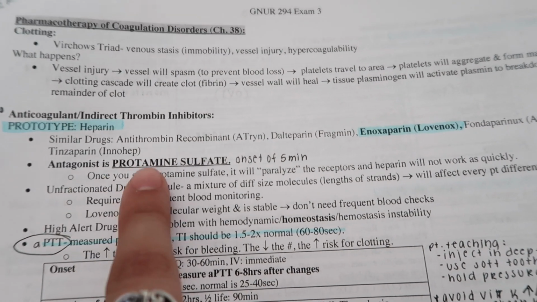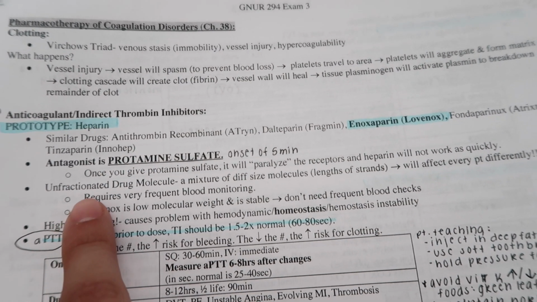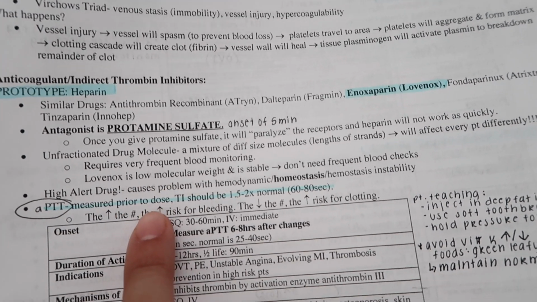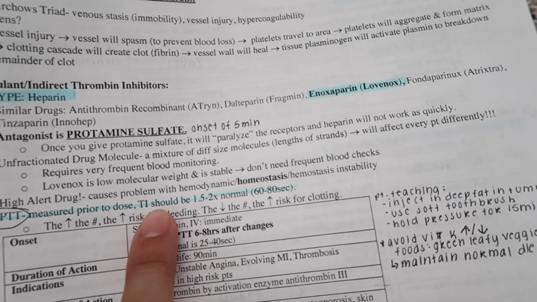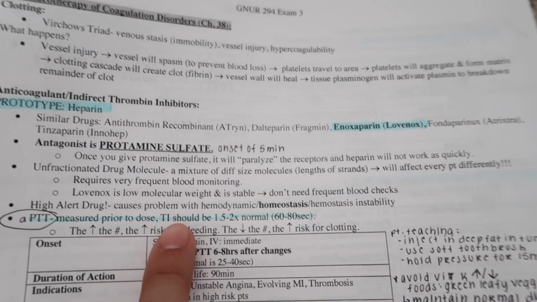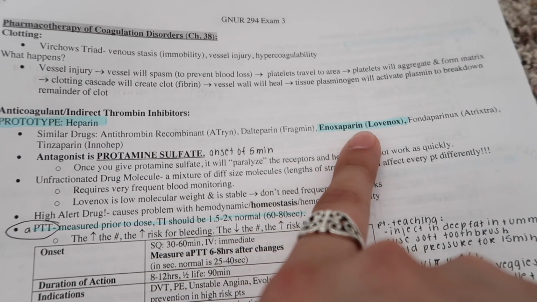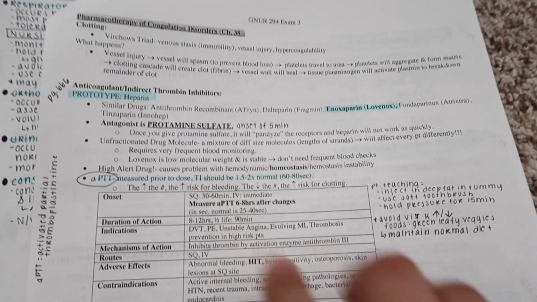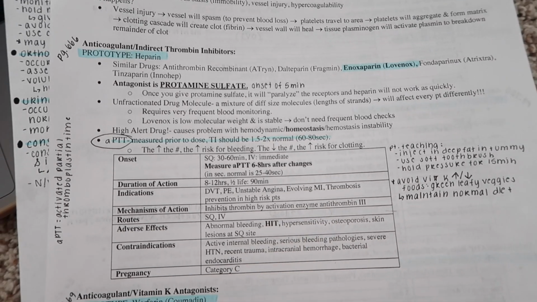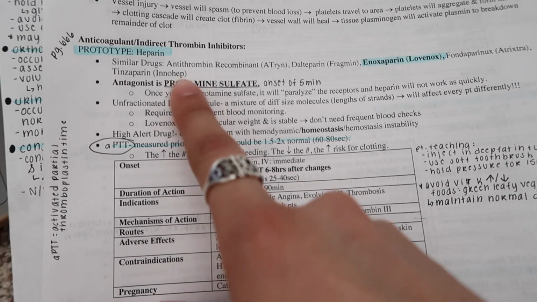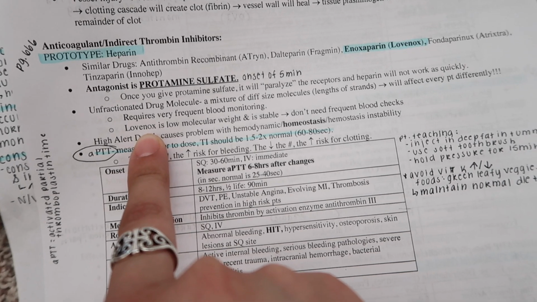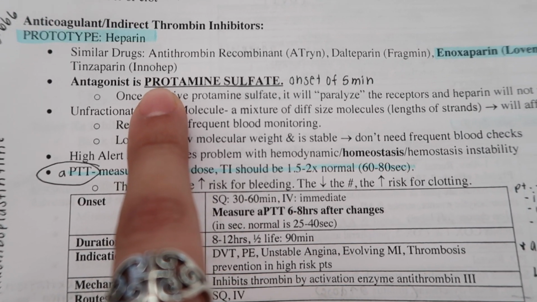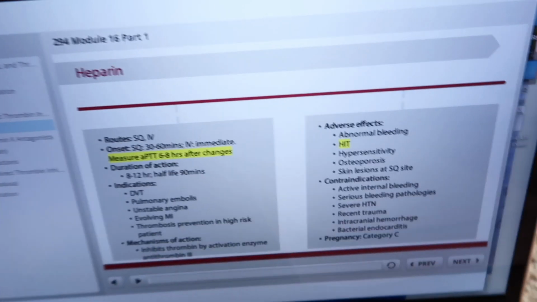So the antagonist, protamine sulfate, we have some stuff about the drug molecules, a high alert, stuff about the prothrombin time, the TI, other similar drugs. We also talked about Lovenox a little bit, and then just kind of random information that she didn't write out but is important to know. So then I will put that in bullet points. Anything I think is important, I will underline or bold. But you can see how this translates over.